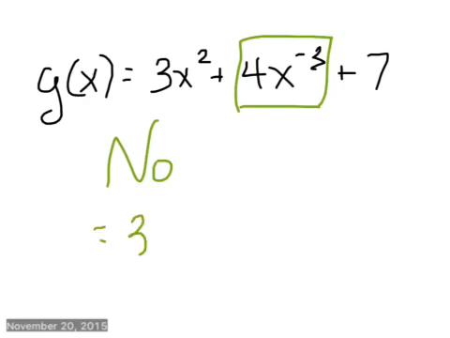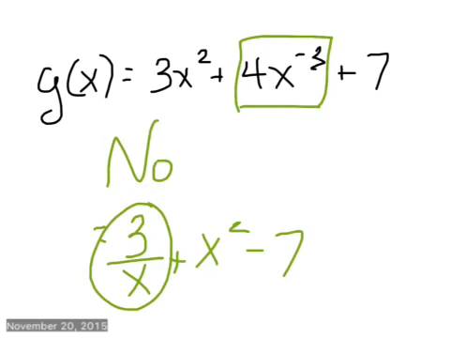Here's another one that's tricky. If they give you 3 over x plus x squared minus 7 or something like that, that's also a no. Why is it a no? Because of this one right here. If you were to rewrite that using no fractions, you'd have 3x to the negative 1 because it's on the bottom. If you bring this up, it would be a negative exponent for the x, and that can't happen.